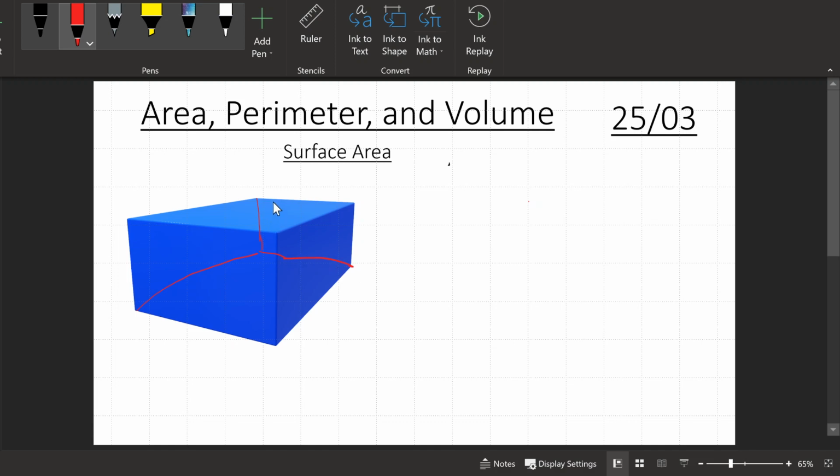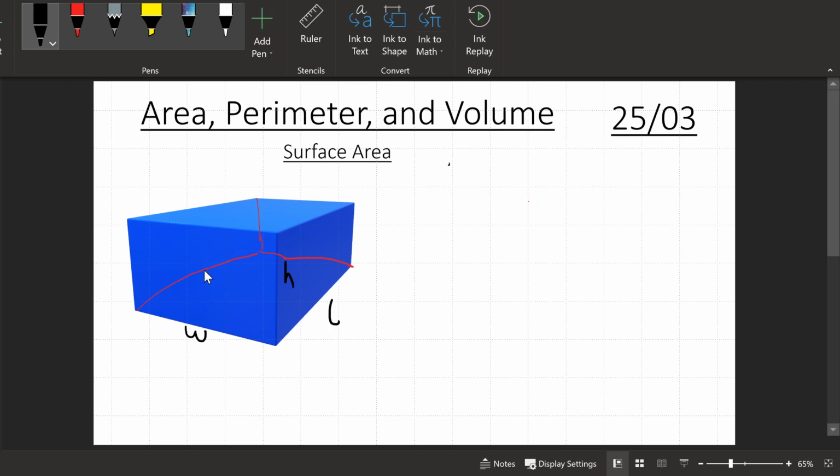So we've got this rectangle at the back here, this rectangle at the front, this rectangle on the side, this rectangle on the other side, the top and the bottom. And we're just going to throw in some values here. This is going to be our width, this is going to be our height, this is going to be our length, okay?